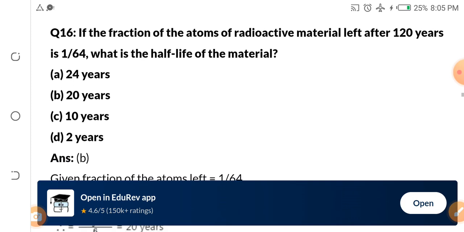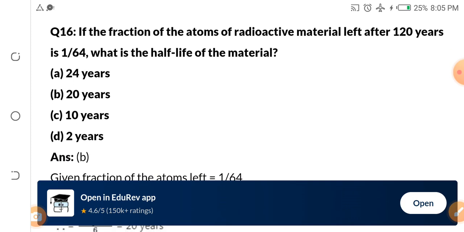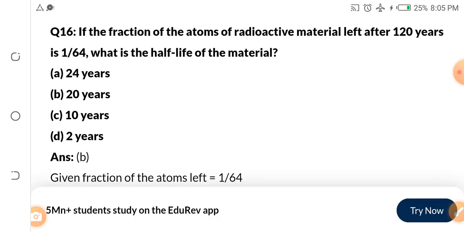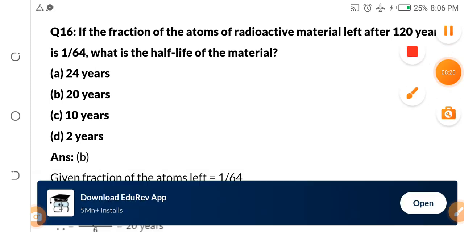If the fraction of the atom of a radioactive material left after 120 years, you know, I've also always told you to study radioactivity. JAMB will jam you with questions from that topic. These topics I am mentioning, ensure you sit yourself down and read them up. If the fraction of the atoms of radioactive material left after 120 years is 1 over 64, what is the half-life of the material? Just go ahead and study half-life.